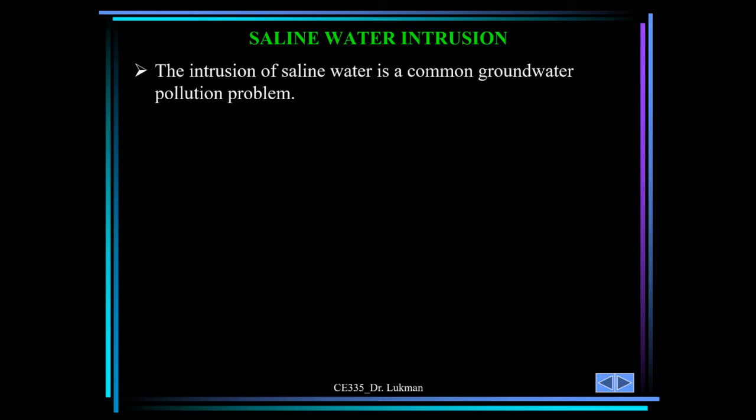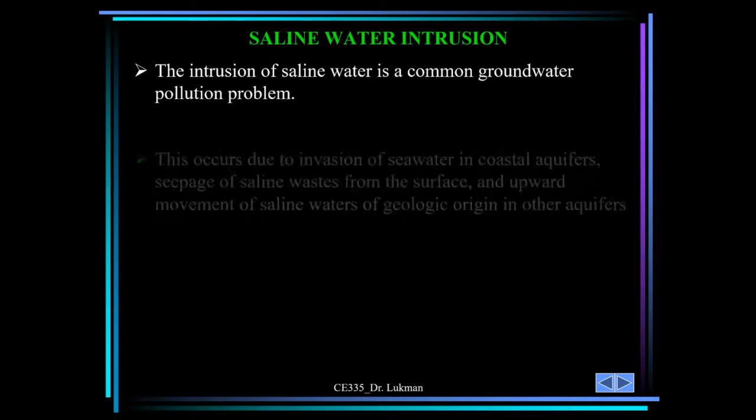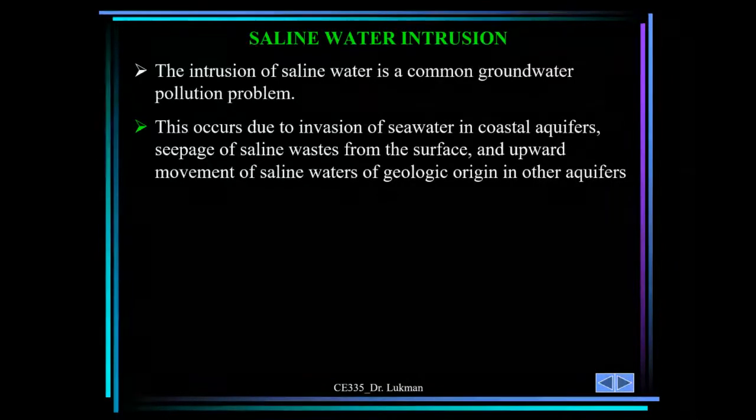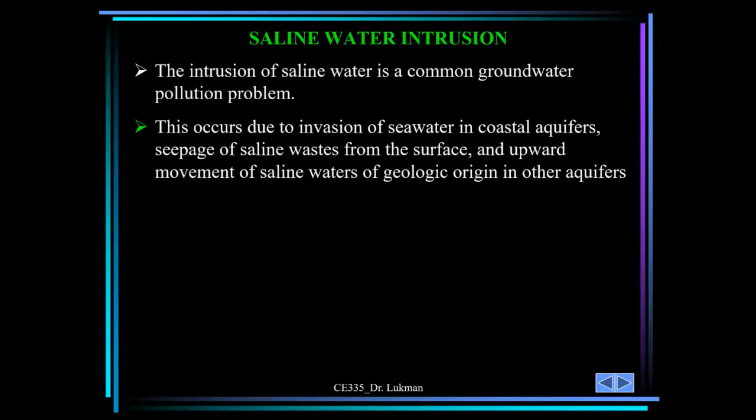The intrusion of saline water is a common groundwater problem, most especially in arid regions such as the Sahara Desert, Saudi Arabia, and the Middle East. You also have coastal cities, because they're surrounded by oceans and seas, which is seawater. So you have coastal pollution, and this occurs due to invasion of seawater in coastal aquifers.